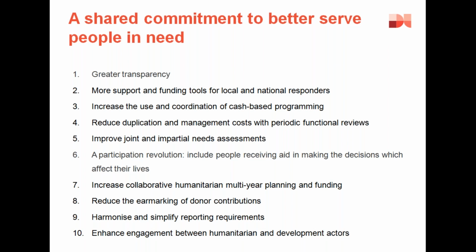Monitoring implementation of these commitments can be done individually by organisations. However, an independent monitoring report is also planned, and there will be an opportunity to report back at an annual meeting in the margins of the ECOSOC Humanitarian Affairs segment, and the next one will be in June 2017.